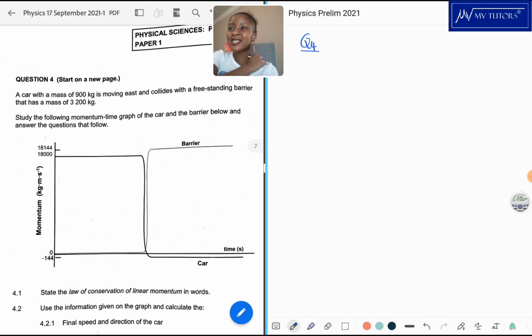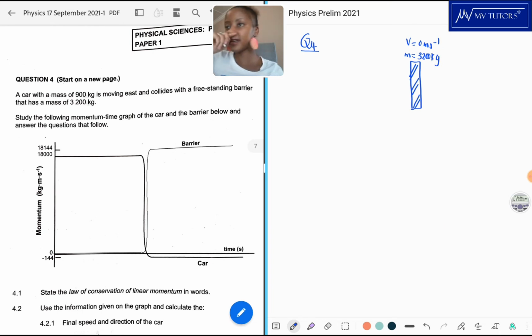Okay, so it says a car with a mass of 900 kilogram is moving east and collides with a freestanding barrier that has a mass of 3,200 kilograms. So let's just pretend that that is the barrier, something like a wall. It's standing, it's not moving, so the velocity is 0, but the mass is 3,200 kilogram.